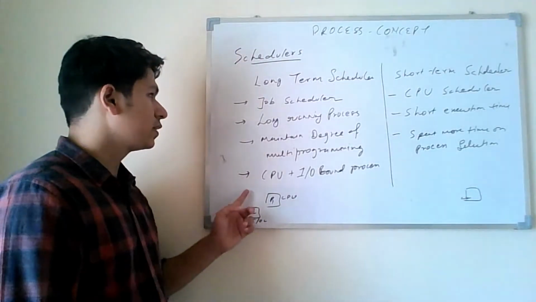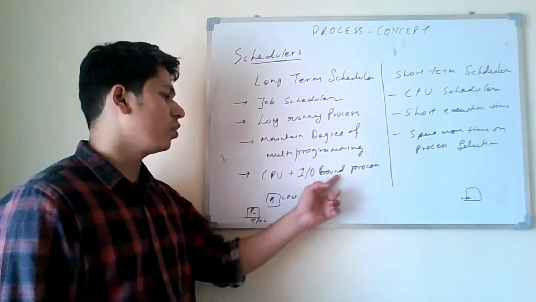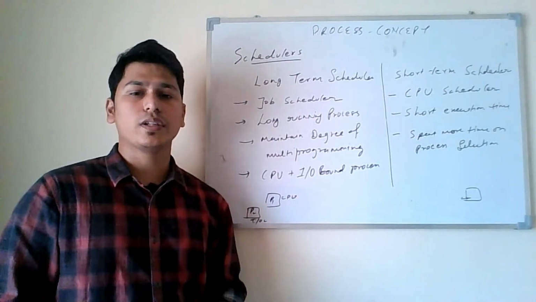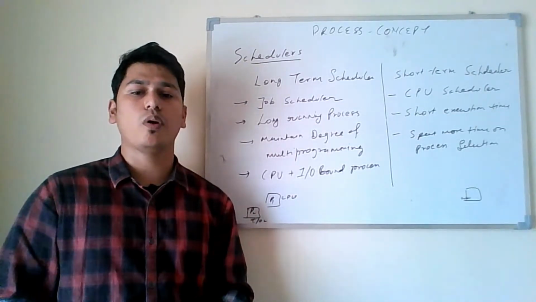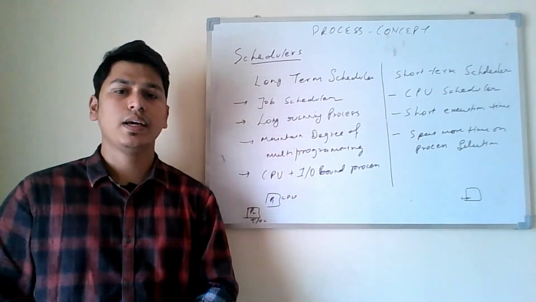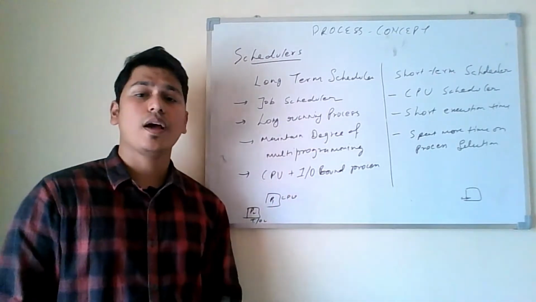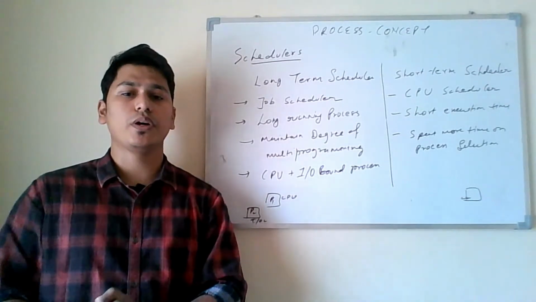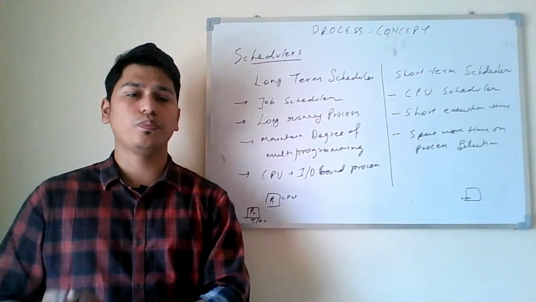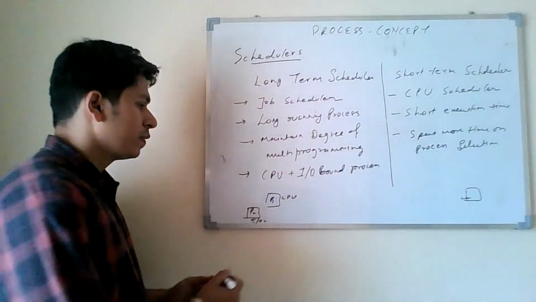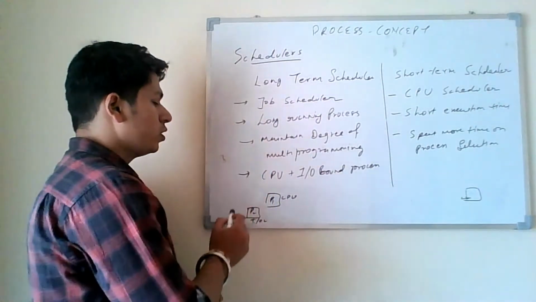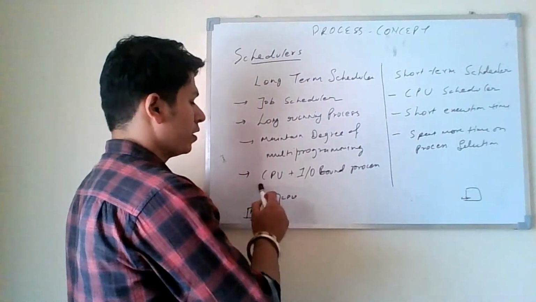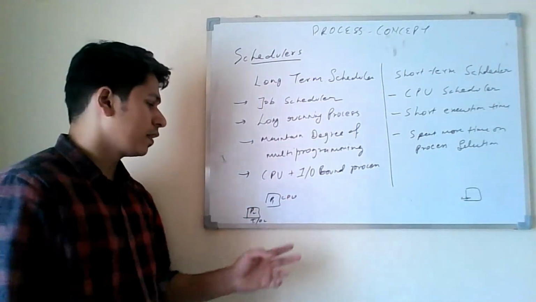Another point here is that it's a CPU plus IO bound process. A CPU-bound process is one that spends more time on computational tasks, whereas an IO-bound process performs IO operations more than CPU operations. So the long-term scheduler picks processes in a way that the mix must be a combination of CPU plus IO.